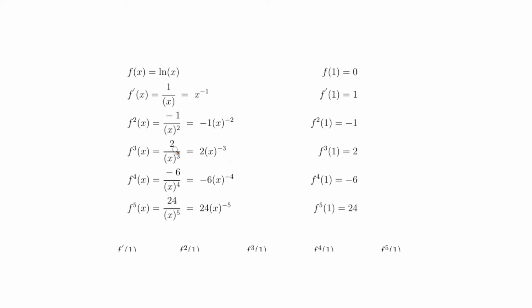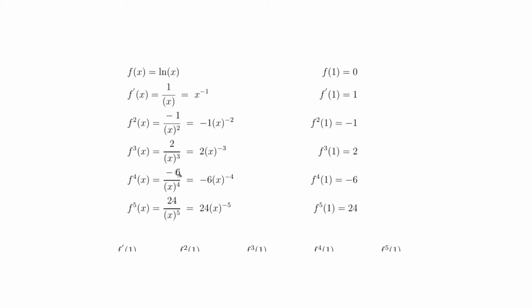Again, take the derivative of this function to get the fourth derivative. 2 times minus 3 is minus 6, and increase the power, x to the 4. Or again, 2 times minus 3 is minus 6, x to the minus 4. Then at the value of 1, 1 to the power of 4 is 1, so minus 6. So the fourth derivative at 1 is minus 6.